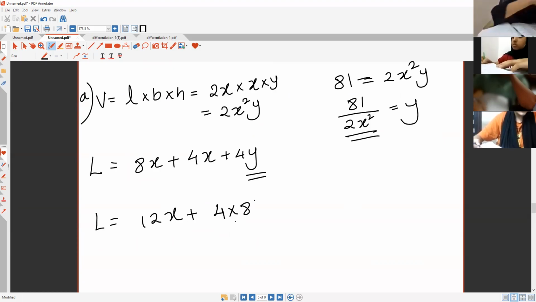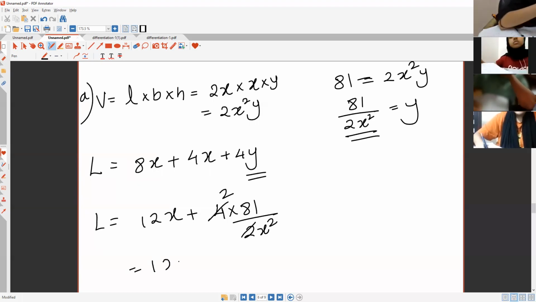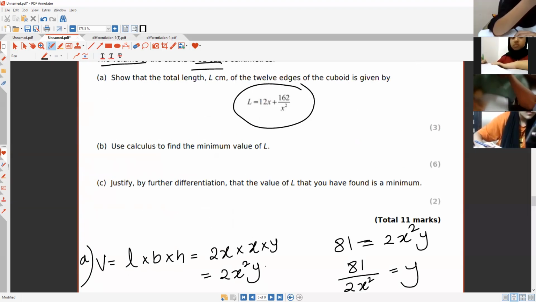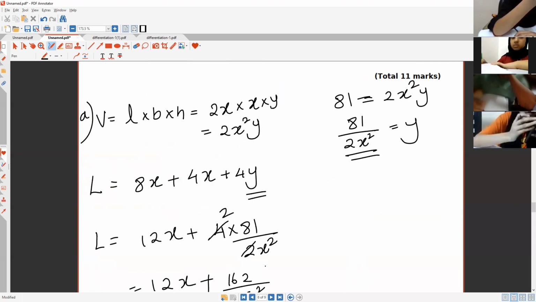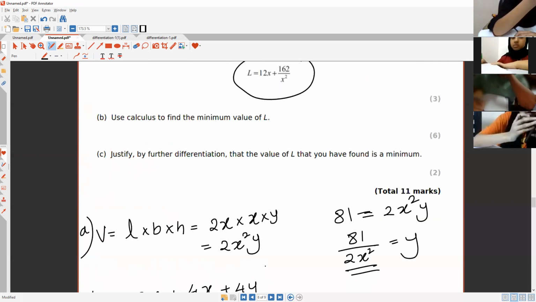Then 4 into 81 divided by 2x squared. 2 ones are 2, to the 4. So the answer is 12x plus 81 into 2. How much is 81 into 2? That is 162. So 12x plus 162 divided by x squared. Perfect, we have got the answer for 3 marks. Okay, A part done. Now let's go to the B part.